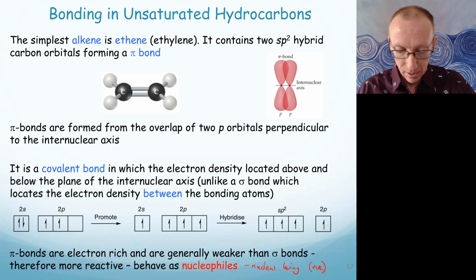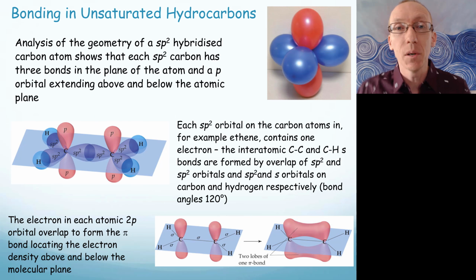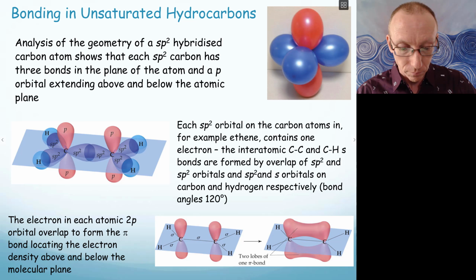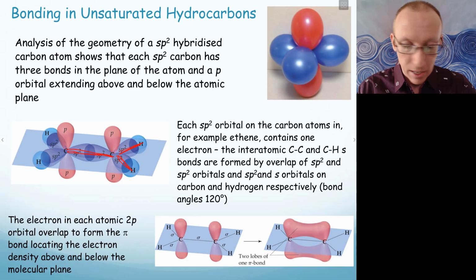Okay, so having a closer look at the bonding within alkenes and other unsaturated hydrocarbons, the sp2 hybridized geometry means that we have three bonds in the plane of the two atoms that are bonded to each other. So there's the three bonds there, one to a hydrogen, one to another hydrogen, and one to the carbon that it's bonded to, in the case of ethene or ethylene. And then we have a leftover p orbital.